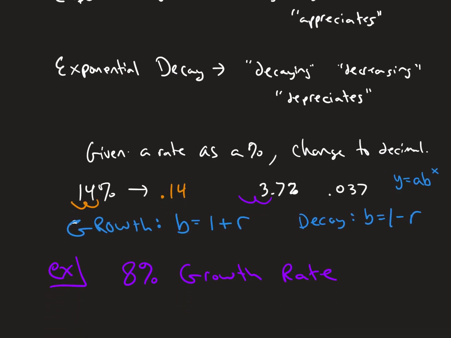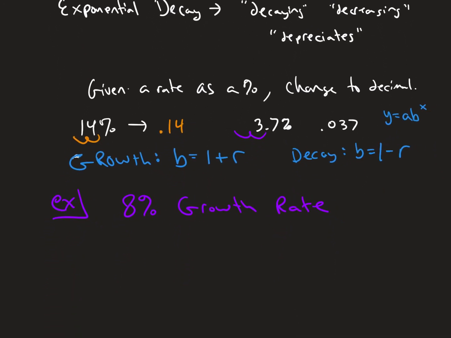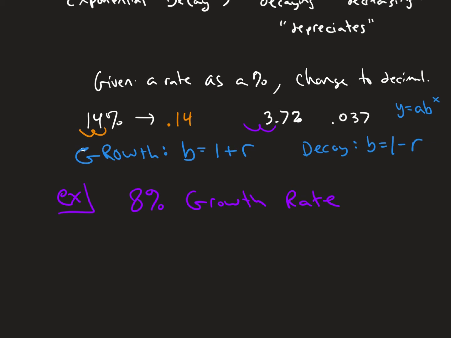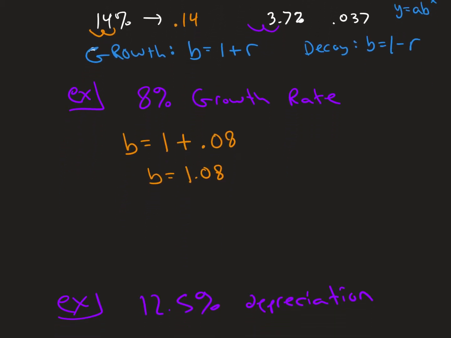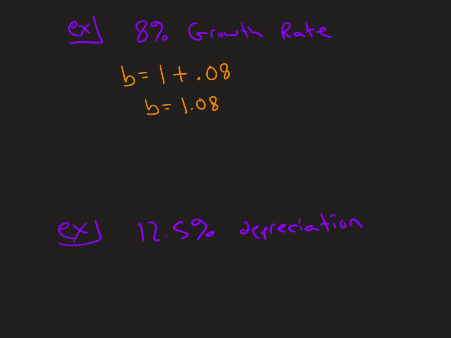And so let's do a couple quick examples here. If I were telling you it was an 8% growth rate, we would say that our b value is going to be 1 plus, because it's growth, 0.08. And so that would be b equals 1.08, right? Because we're increasing by 8%. If it was a 12.5% depreciation, now we know we're decreasing, so my b value would be 1 minus, and I'm going to turn this into a decimal, 0.125, and so that would be b equals 0.875.